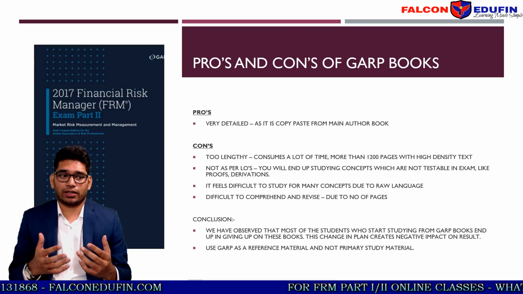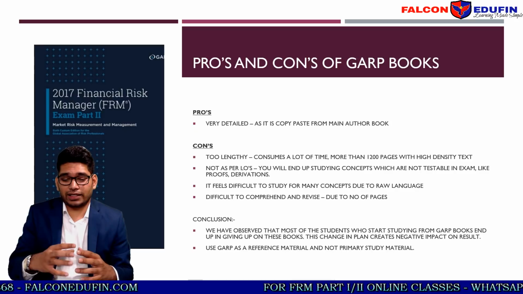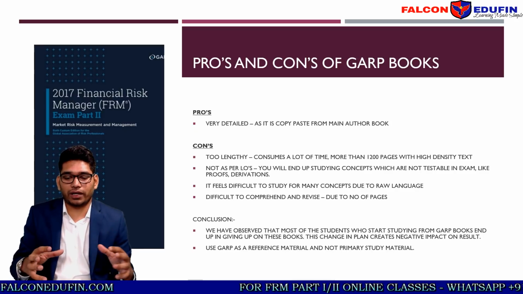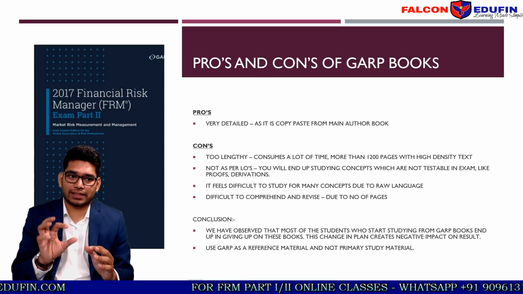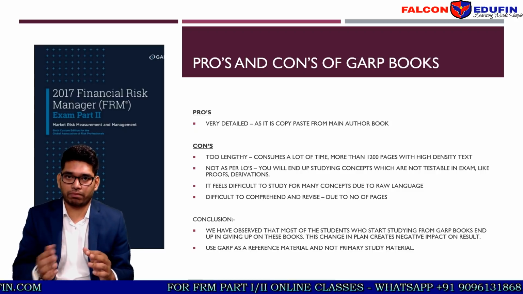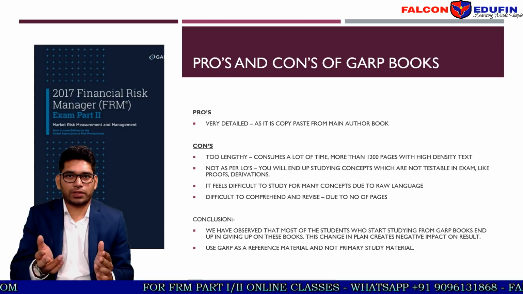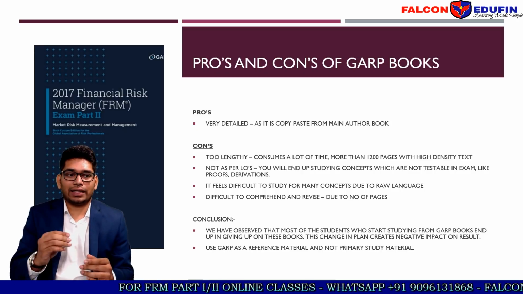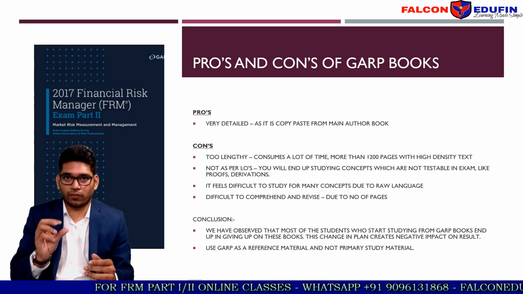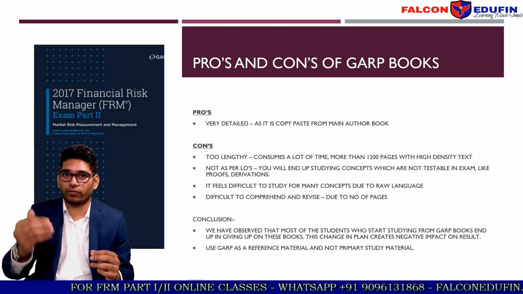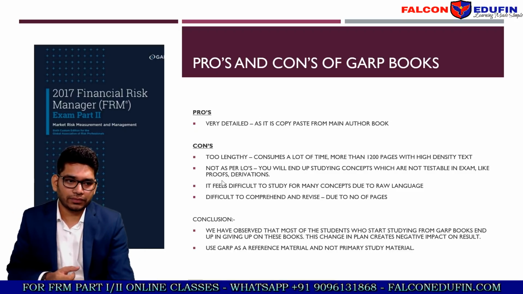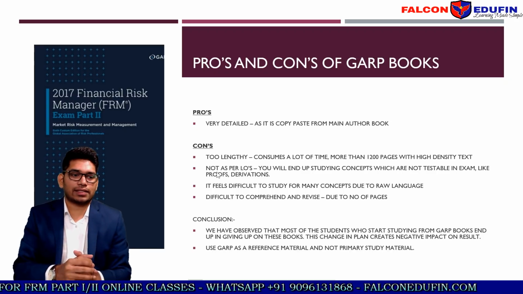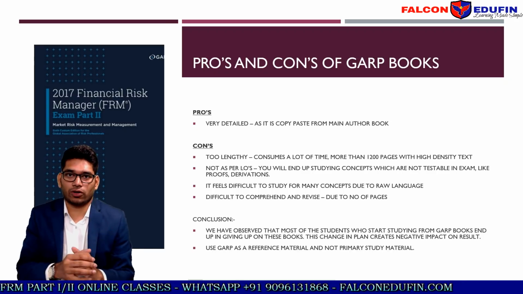The result is that it is also possible that you might not be able to finish your syllabus. There are around 1200 pages in all 4 subjects for FRM part 1 and around 2000 pages for part 2, and these are high density pages. So word density is high, meaning you have to read a lot of content. Then the next con is that it is not as per the learning objectives.